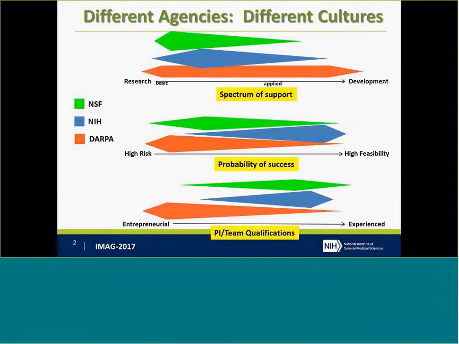So I borrowed this figure from a friend of mine to give you a little bit of context where NIH sits. And I imagine that this cartoon is probably not a big surprise to you, but we tend to be more on the basic side of research and a little bit less on the high-risk side of research and a little bit skewed towards the experienced researcher. But there are programs that are pushing these boundaries in different directions, and I hope that in the future we can show a different type of distribution.